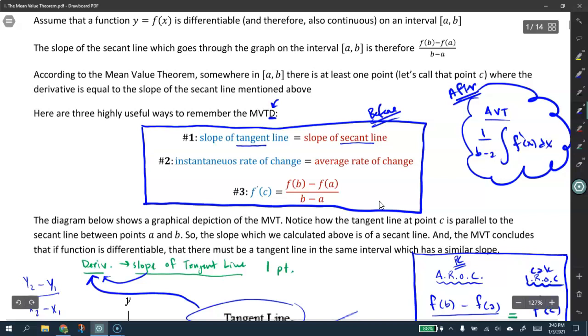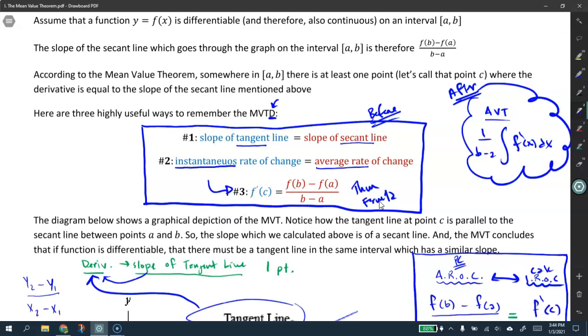Another way to look at it, as I showed you, is that the instantaneous rate of change, which is really the slope of a tangent line, is the same thing as the average rate of change, which is the slope of a secant line. And finally, the third way that the AP exam has historically tested students on this idea is the theorem itself as far as the formula is concerned. A lot of students, when you tell them the mean value theorem, the first thing they do is write this formula down. I can understand how it's a very useful formula, but please understand that the practicality of that formula is in points number 1 and number 2.